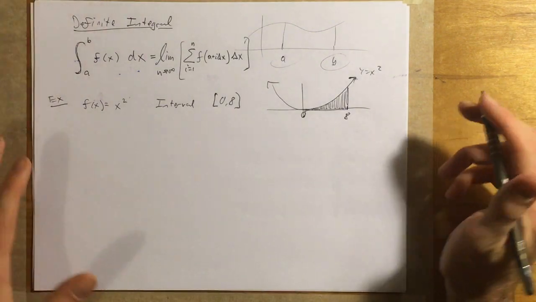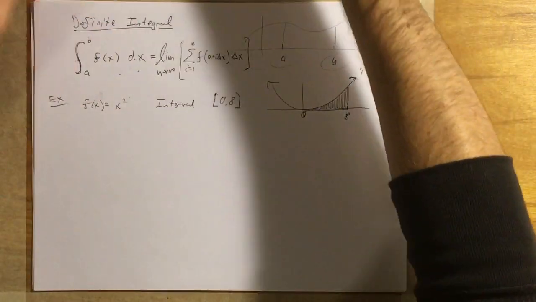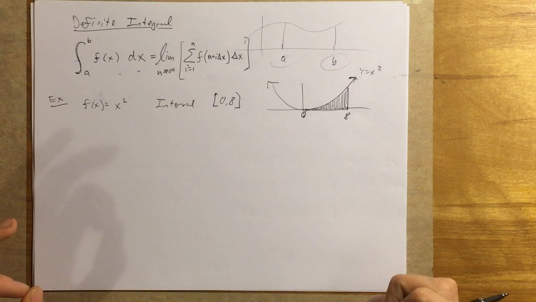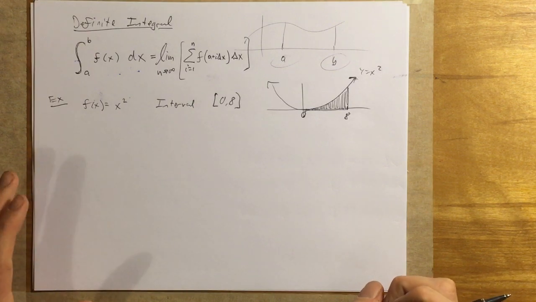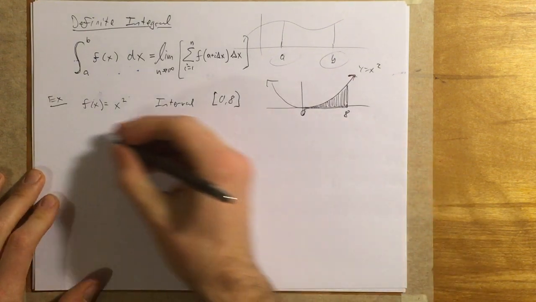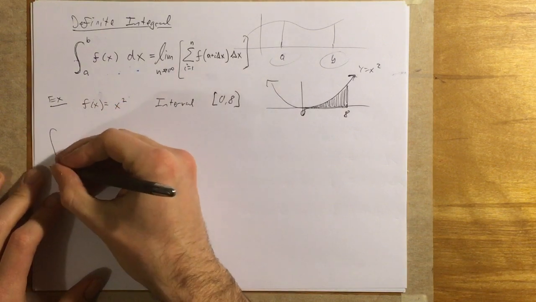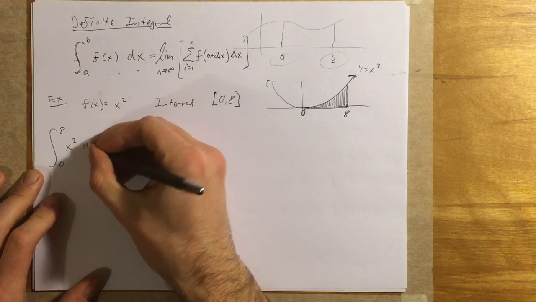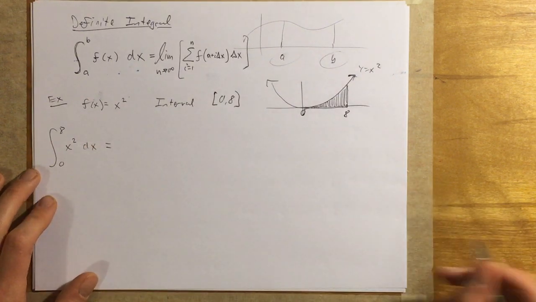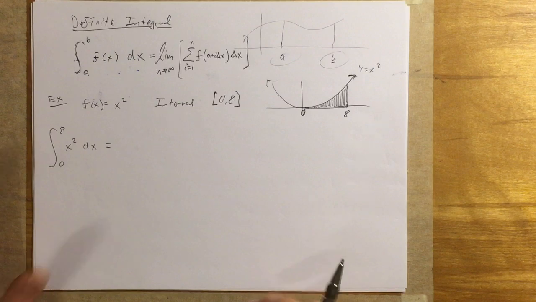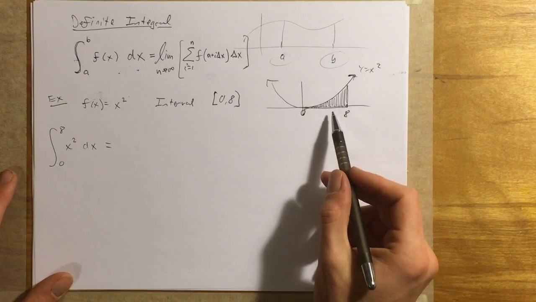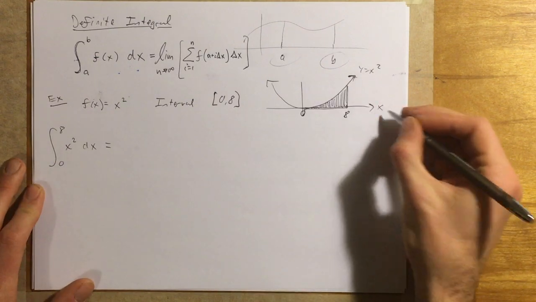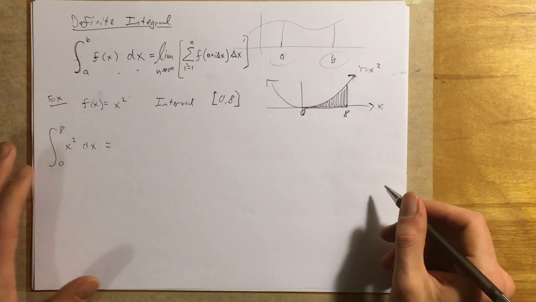All right, so the way we're going to calculate it exactly is we're going to set up a Riemann sum, and then we're going to do a limit of that. So we're going to be talking about the integral from 0 to 8 of x squared dx. That's the definite integral that we're talking about doing here. It's 0 to 8. This is x squared, and we're integrating with respect to x, which just means x is the independent variable here.